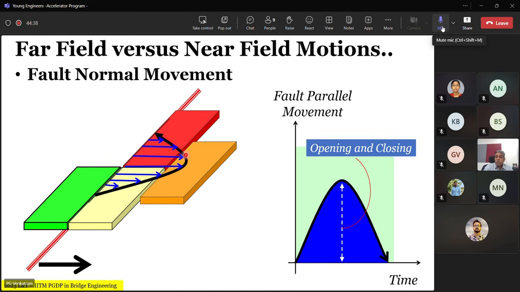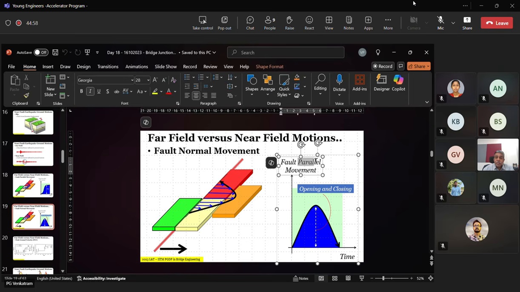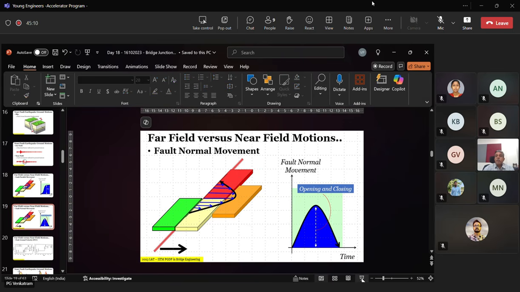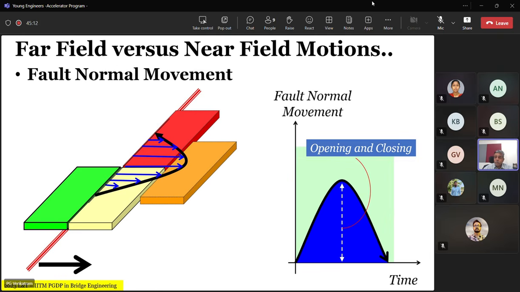So it will just go up and come back. Yes, somebody asked about fault normal. Sorry, I'll correct it. You're right. Fault normal movement. So it goes and comes back.